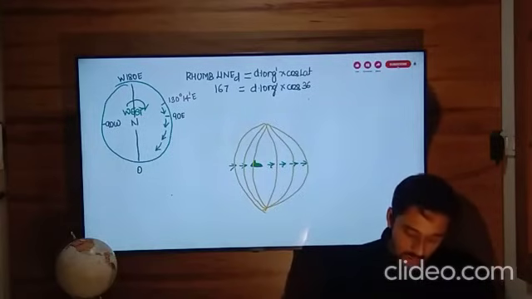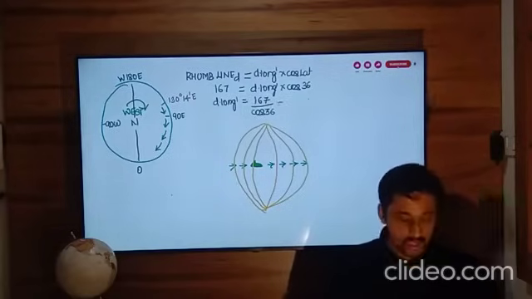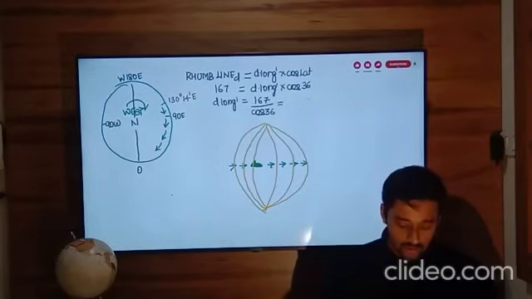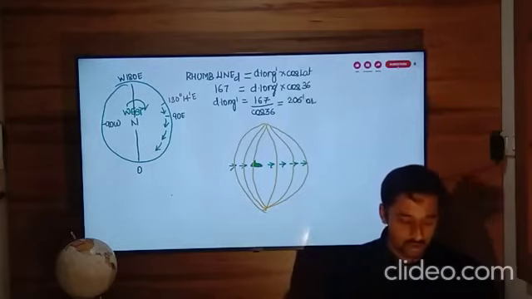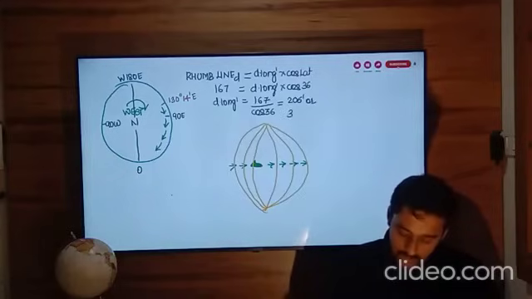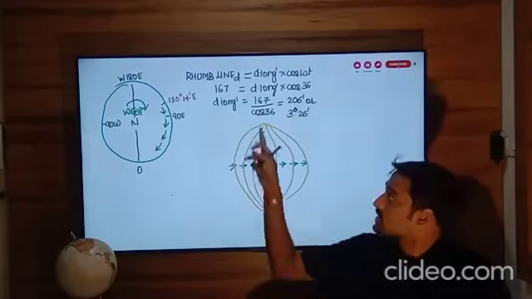Cross multiply. d long in minutes is 167 divided by cos 36, which is equal to 206 minutes, or divided by 60, 3 degree 26 minutes. So that is d long.